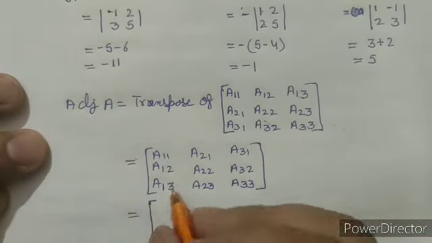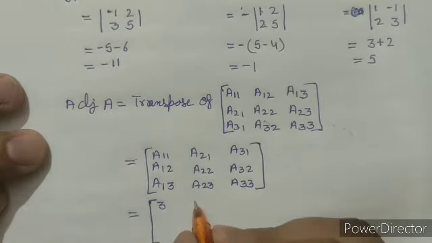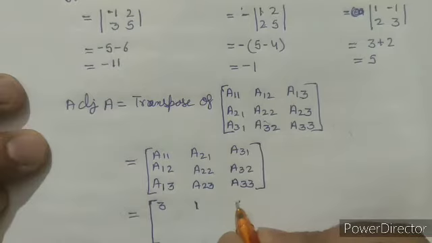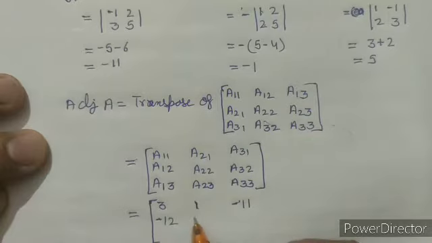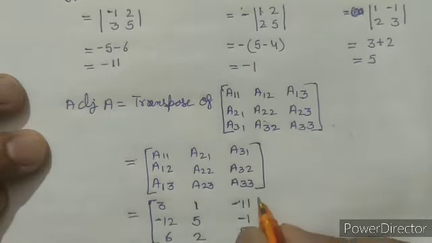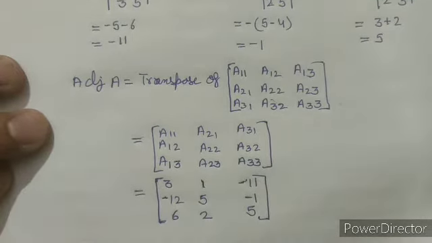Now I will put the values of the cofactors. A11 was equal to 3, A21 was 1, A31 was minus 11, A12 was minus 12, A22 was 5, and A32 was minus 1. Now A13 was 6, this one was 2, and A33 was 5. So this is our adjoint A.